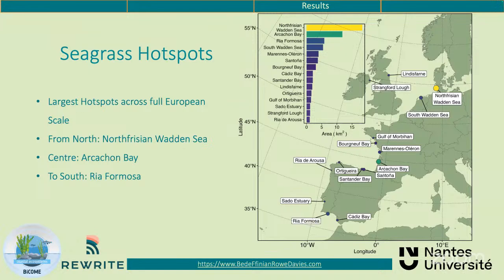So, for example, the Wadden Sea up in North Frisia was very, very well mapped, going back quite a long time, back to, I think, Second World War imagery had been used at certain points from 1933, I think it was, in the North Frisian Sea. But then also other areas like Arcachon Bay and Ria Formosa came out as quite large areas of intertidal seagrass.